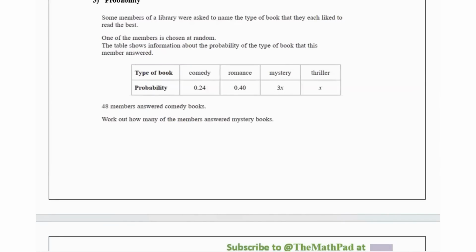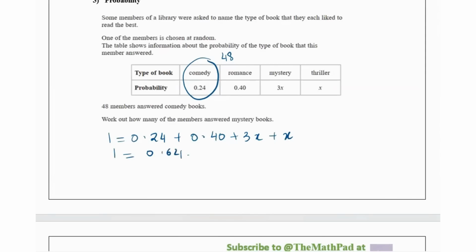So for comedy, it's 48. To find the value of x, first we're going to add up these probabilities and put it equal to 1. So 1 equals 0.24 plus 0.40 plus 3x plus x. That's going to be 0.64 plus 4x. 1 minus 0.64 equals 4x.